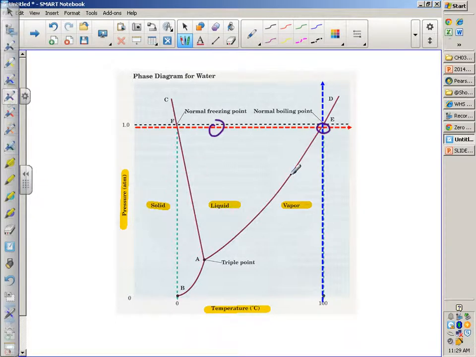That line is the intersection between which two states of matter? Liquid and vapor, right? Or liquid and gas. So if we're right on that line between liquid and gas, what is that water doing? Boiling. It's boiling. It's turning into a what? Vapor. It's turning into a vapor.